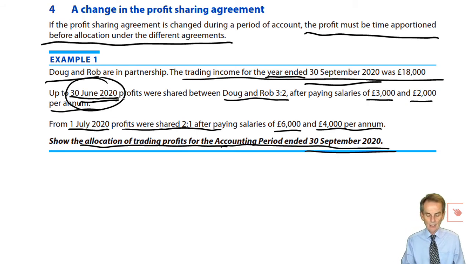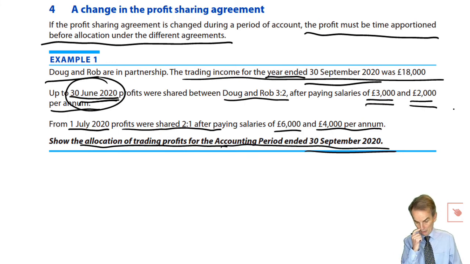How many months is that? Well, that's 9 months. So of those salaries that you see here for our two partners, Doug and Rob, 9/12 of each of the £3,000 and £2,000 respectively will be credited. Then any balance in the old profit sharing ratio, which was 3:2.